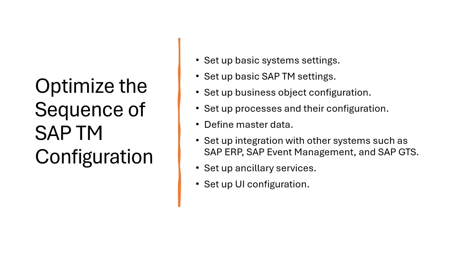Next is how to optimize the sequence of SAP TM configuration. A well-structured configuration sequence is crucial for smooth SAP implementation. The configuration begins with setting up basic system connections and foundation elements, followed by business object definition. Finally, process configuration. Testing throughout the setup helps to ensure every function works as expected without disturbing the existing setup.